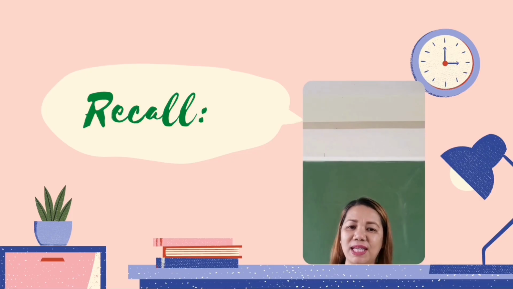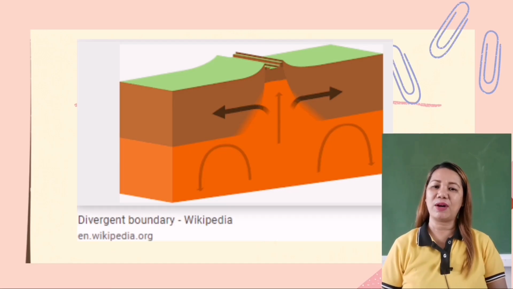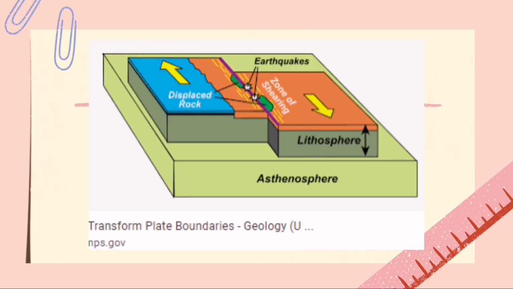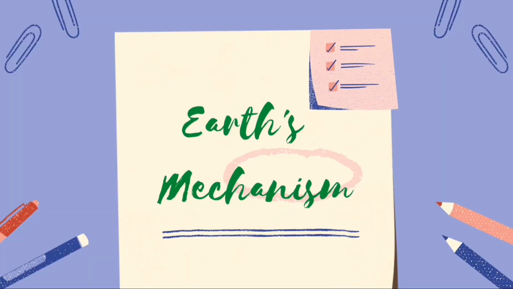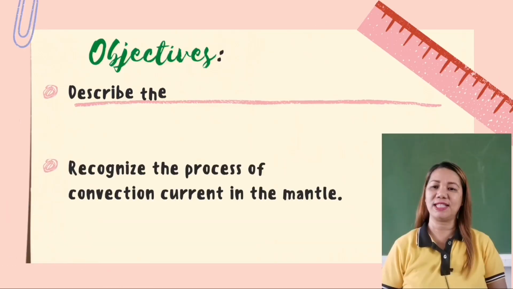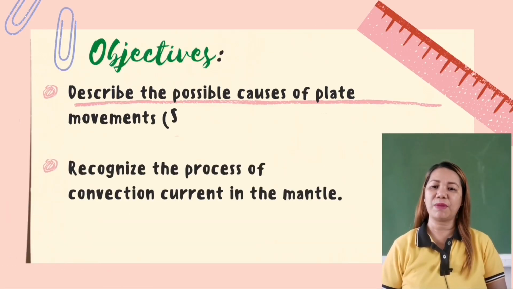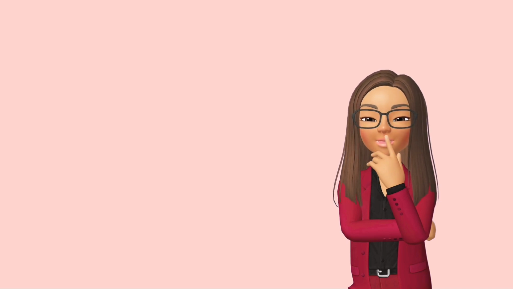Now, we are ready to begin by recalling what we have learned from our past lesson. We have learned about how divergent and transform fault plate boundaries move and the landforms that emerge from these movements. The objectives of today's lesson are: describe the possible causes of plate movements and recognize the process of convection current in the mantle. Before we start, let us familiarize ourselves with some science vocabularies.